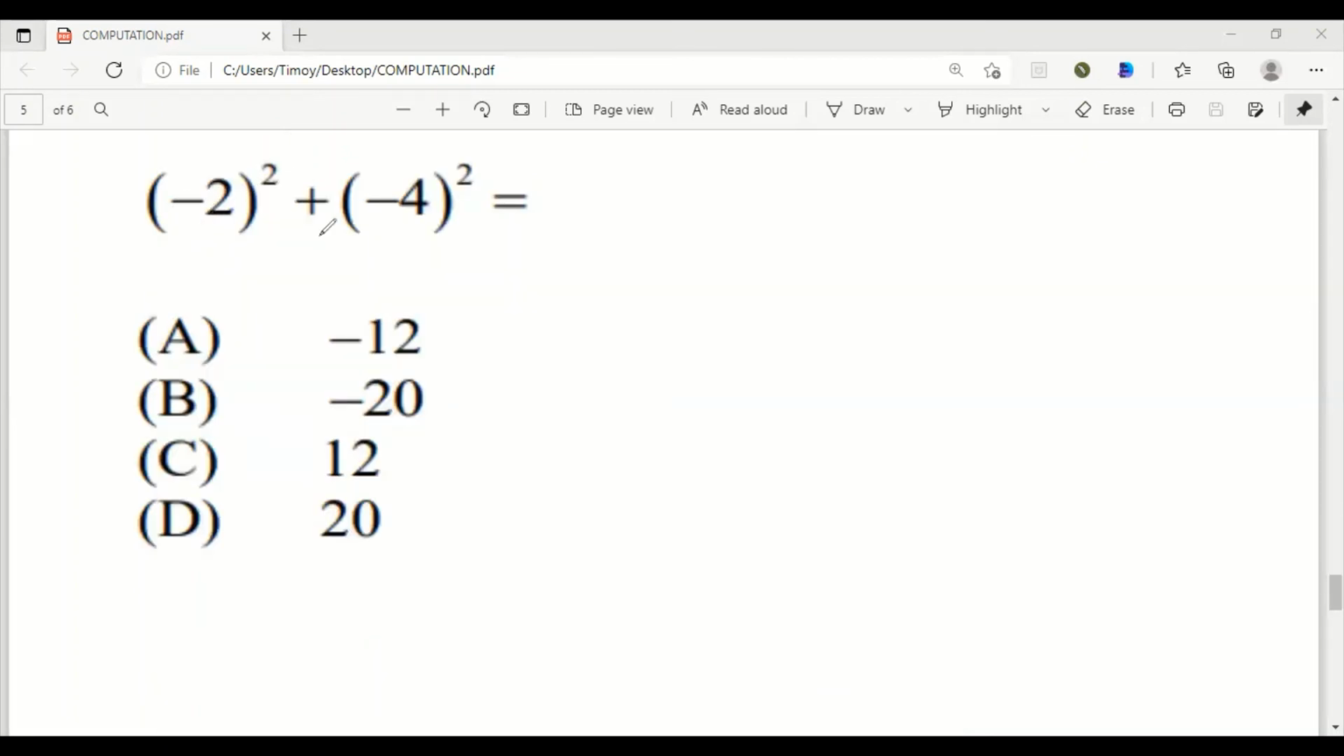Negative 2, all squared, plus negative 4, all squared, equals. What's negative 2 all squared? That's just going to give us a positive 4. What's negative 4 all squared? That's just going to give us 16. What's 4 plus 16? That's just going to give us 20. So our answer here is going to be D.